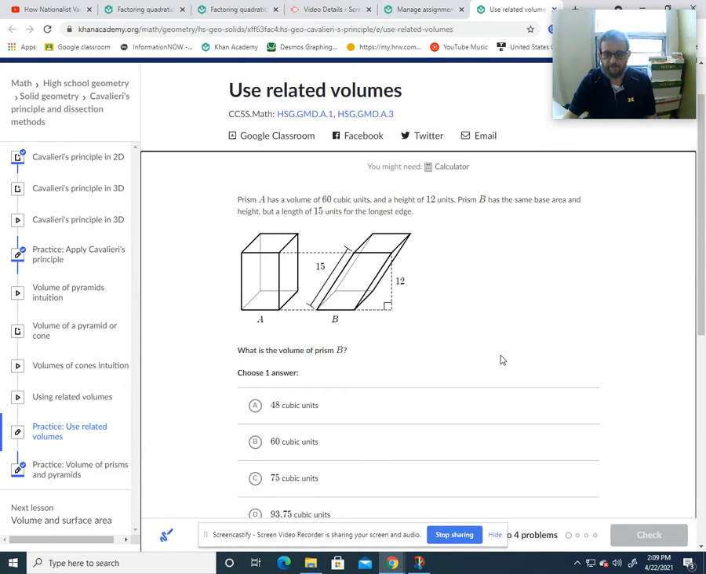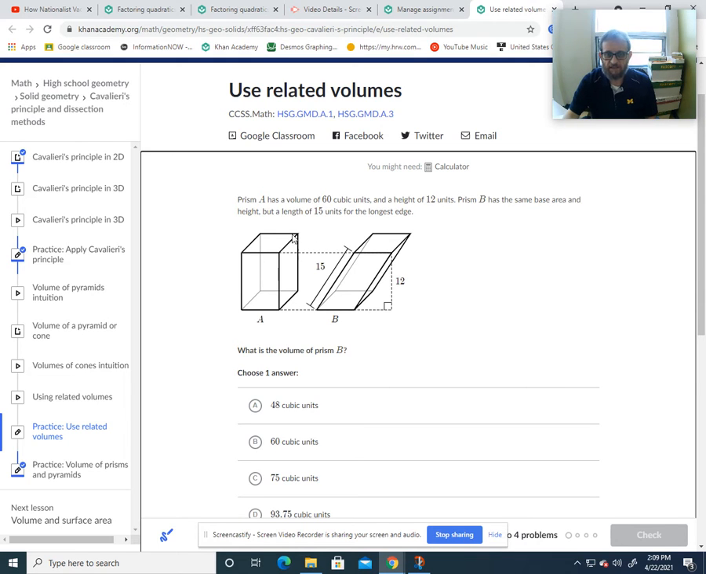Using related volumes. This particular question is basically applying somewhat of a 3D version of Cavalieri's principle. If the bases are the same, they're both prisms, but you've got one kicked over, the volumes are the same if they have the same height. It doesn't matter that you've pushed it over.